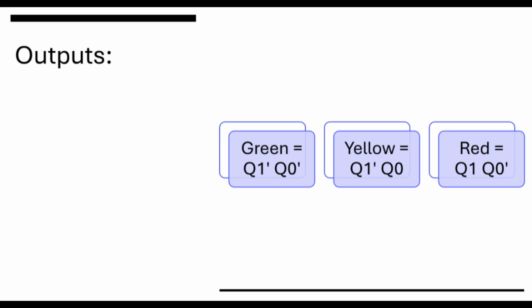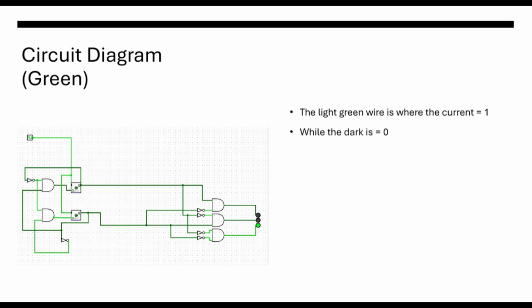This slide shows the output equation for the traffic light. The green light is active when the state is 00, yellow when the state is 01, and red when the state is 10. This guarantees that only one traffic light is on at any time. You can see in this diagram that as long as the wire is live, its signal will be 1. So in the green state, both D flip-flops are sending a 0 signal. With the green AND gate having 2 inverted inputs, the green light will run.